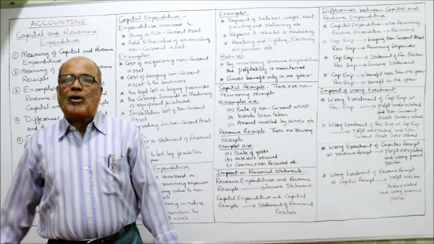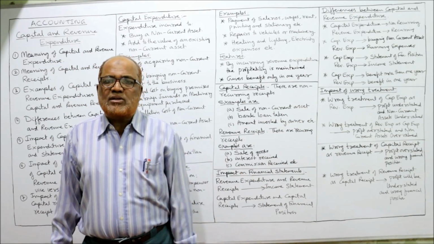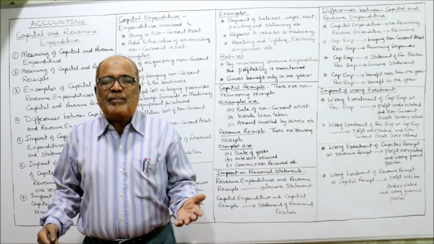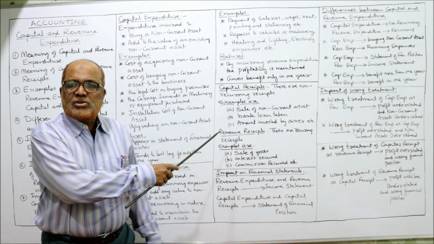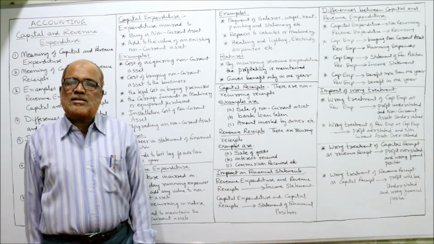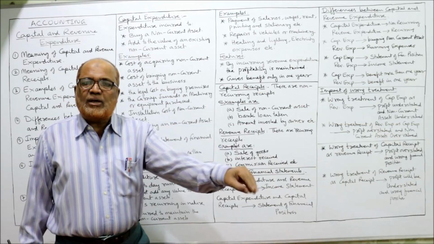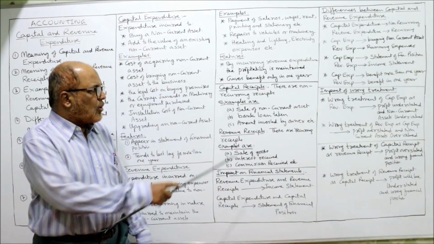Amount invested by the owner. Every now and then the owner will not make an investment. So very rarely it will be made. So these are the examples of capital receipt: sale of non-current asset, loan taken from bank, or amount invested by the owner in the business. These are called capital receipts.